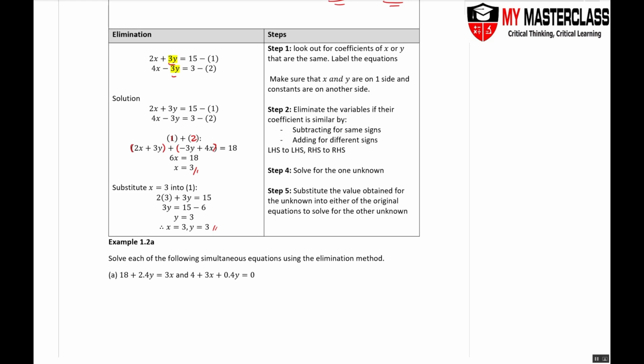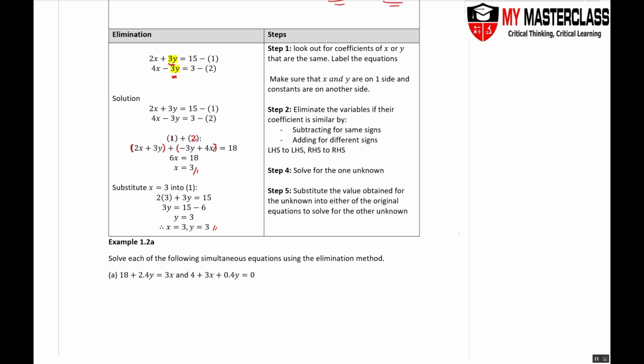As highlighted in the notes, both have the variable 3y, or the coefficient of the variable 3y. In this scenario, before you even start, always make sure that your x and y are on the left hand side and your constant is on the right hand side. Then we eliminate one variable by subtracting one equation from the other, or we add the two together.